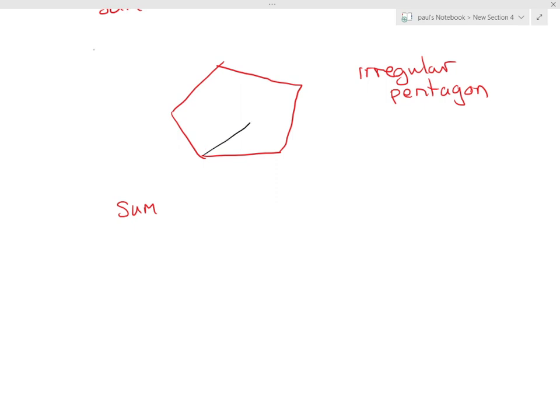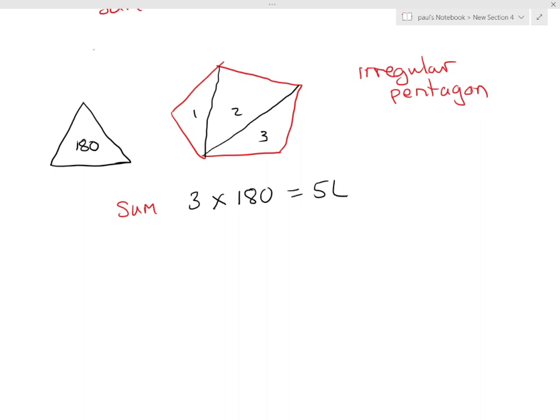Take a corner and draw to the other corners to construct some triangles. Now you know that the sum of all the angles in a triangle is 180. So you've got 1, 2, 3 triangles. So you just do 3 times 180, which is 540. See, same answer as we did just now.